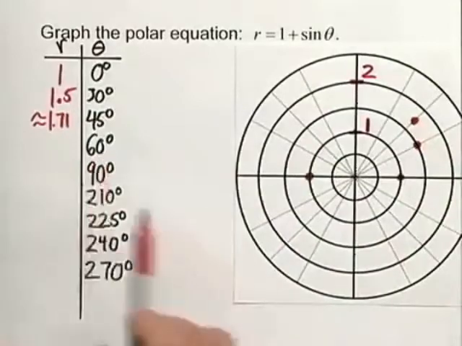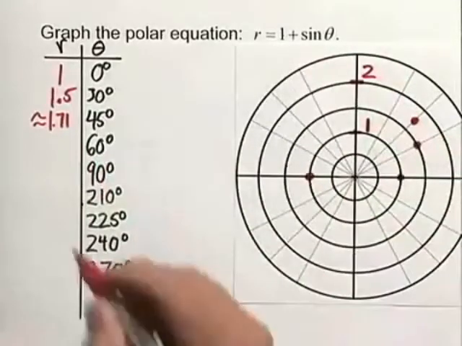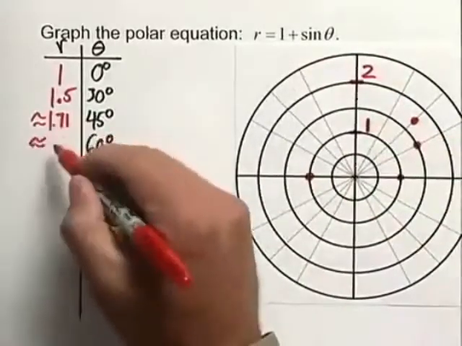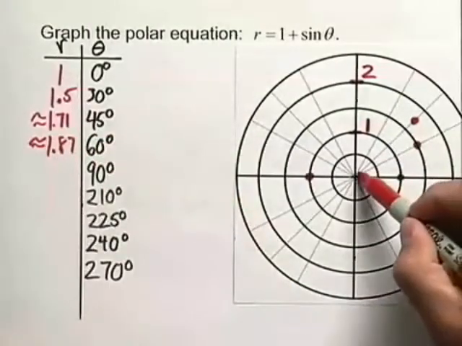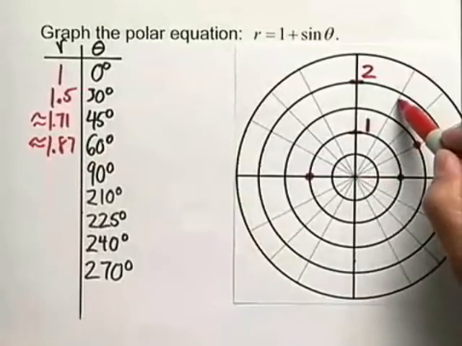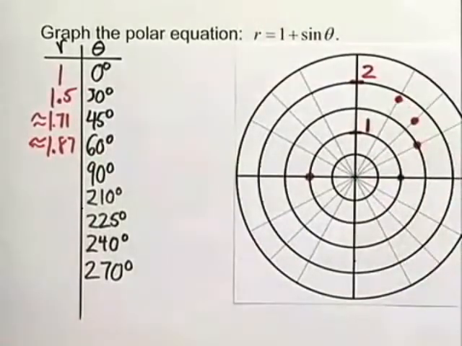Go with 60 degrees now. We're going to have 1 plus the sine of 60. This is going to be approximately 1.87. So at 60 degrees, we're going to go out here 1.87, getting pretty close to 2 out here. And we can plot a big point. Make sure and hit it.